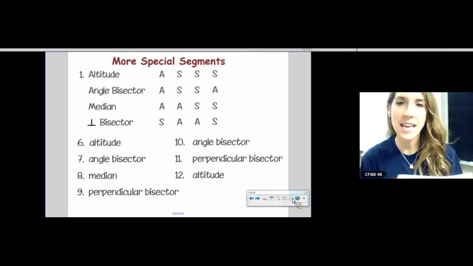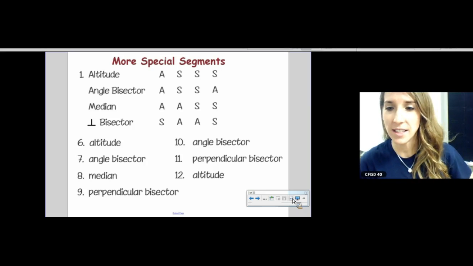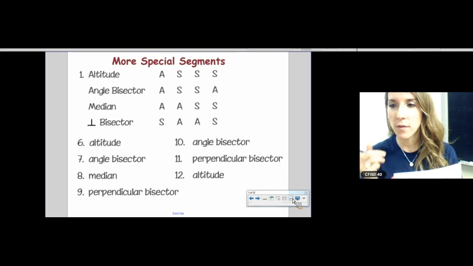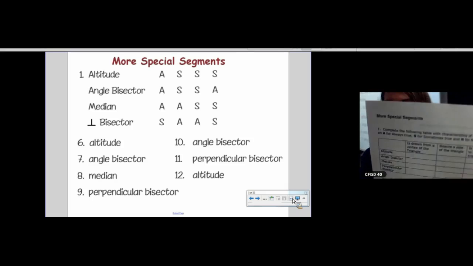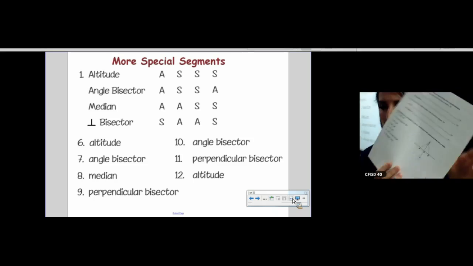Hello guys, this is the recorded lesson for Monday. Hopefully if you are in band you are watching this lesson, or if you were absent on Monday you're watching this lesson. First of all, I'm showing the answers to this worksheet right here. It was called More Special Segments, and this was Friday's homework.